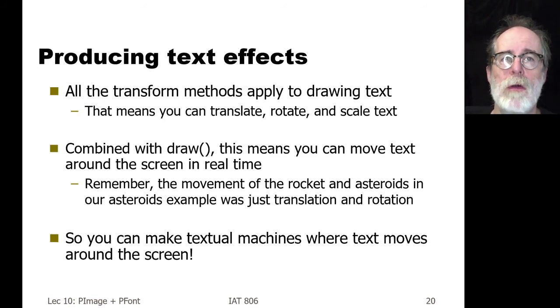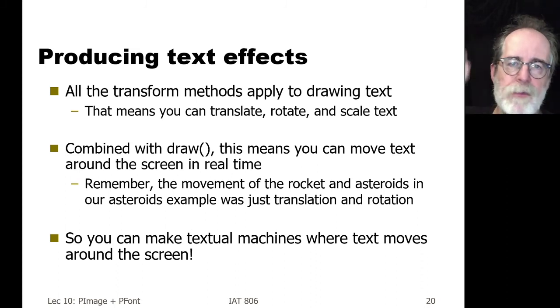The other thing is that because these things behind the scenes end up being polygons, all the transformation methods, scale, rotate, translate, etc., apply to drawing text. You can translate, rotate, scale text, etc. Combined with draw, that means you can move the text around the screen in real time. And just like rockets and asteroids, it's just another piece of geometry that can be moved around inside the scene using translate, rotate, push matrix, pop matrix, the entire package. Chunks of text act the same way because underneath the covers, they're just polygons that are being drawn by the graphical system. And that means you can do things like having text move around like it's any other kind of graphic object.